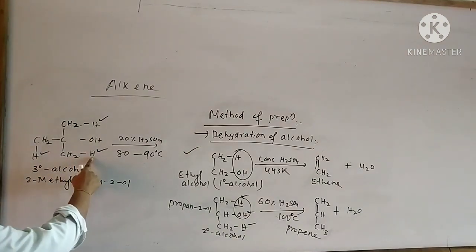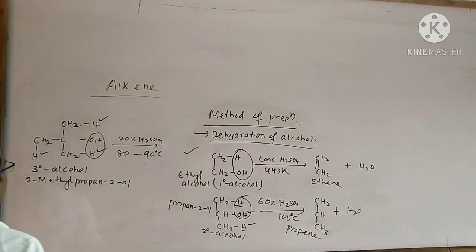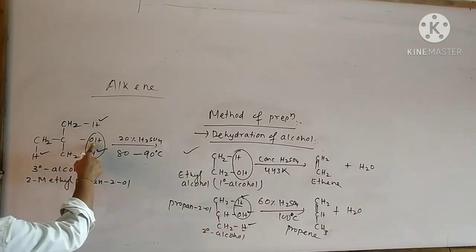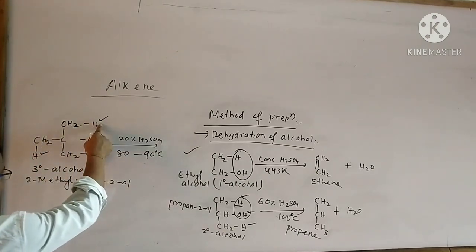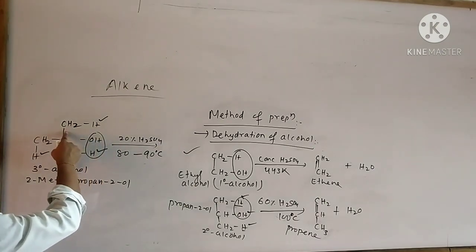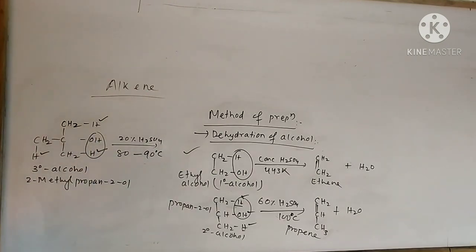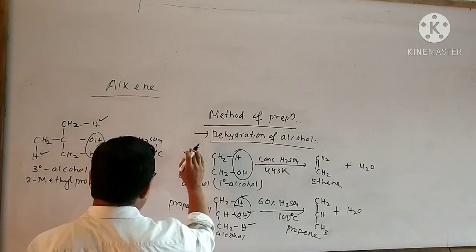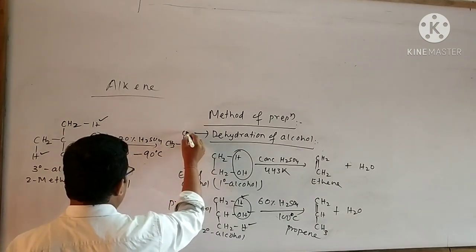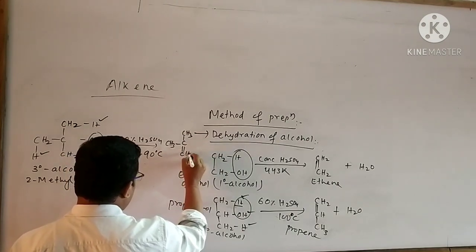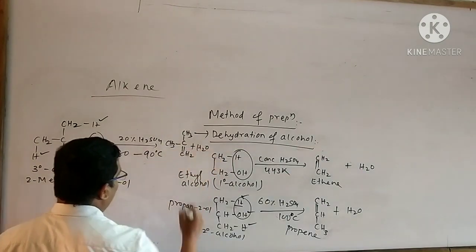If I take this hydrogen and this OH, then it is bound to put a double bond here. Suppose I want to take this hydrogen and this OH, then the product is written like this: CH3 bond C, CH3 double bond CH2. Here a water molecule is removed as a byproduct.